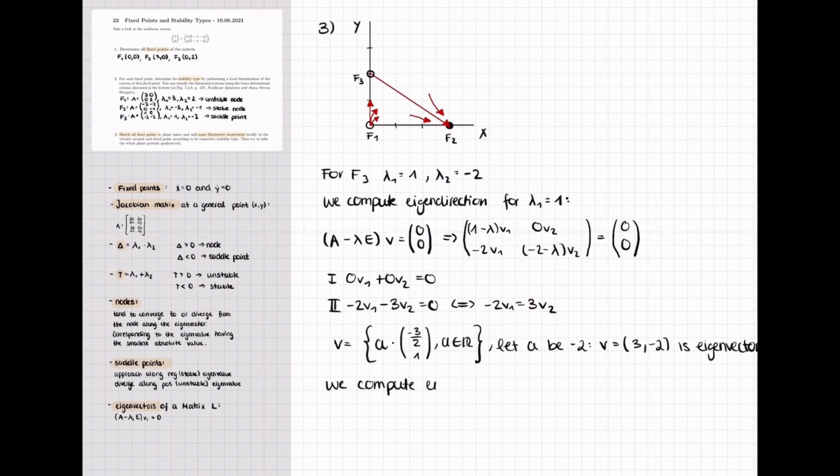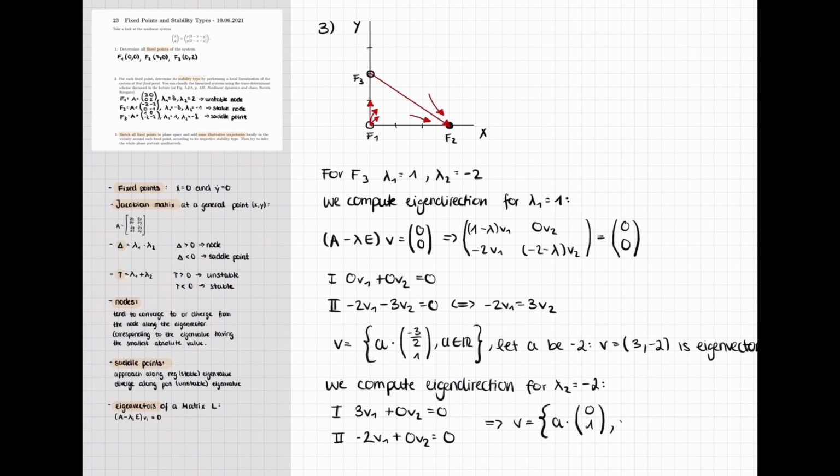We compute the eigendirection for lambda 2, which was -2. We get this linear system. We can deduce that multiples of (0, 1) are eigenvectors. We have found both eigenvectors, so we can add some trajectories around F3. Because it is a saddle point, they will approach along the eigenvector (0, 1) and diverge along the eigenvector (3, -2).